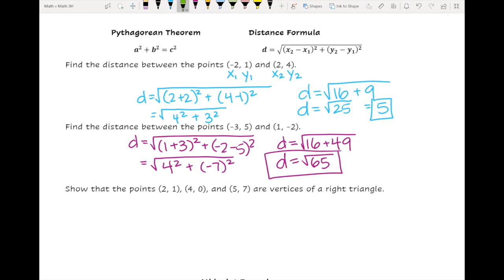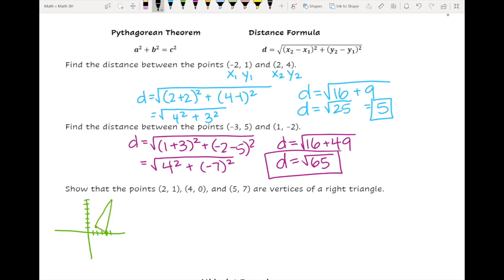Okay, and then the last one here, show that the points (2, 1), (4, 0), and (5, 7) are vertices of a right triangle. So I'm going to look at this on a graph first. There's the point (2, 1), we've got the point (4, 0), and the point (5, 7). So 1, 2, 3, 4, 5, 6, 7. And they want us to prove that this is a right triangle.